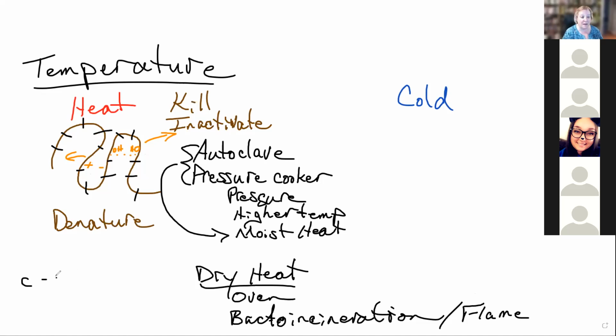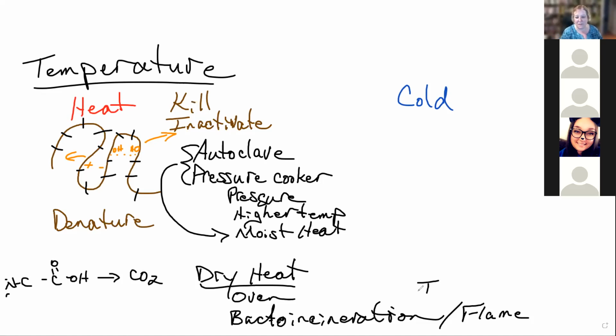So I'm taking, oops, I left my nitrogen off, something that looks like this, and this is a very abbreviated form. And we're turning it basically into carbon dioxide. So we're breaking that down completely as small as we can get it. And so that is incineration. That is a dry heat method of control that we use frequently in the lab. It's a good way to sterilize, and it's pretty quick.